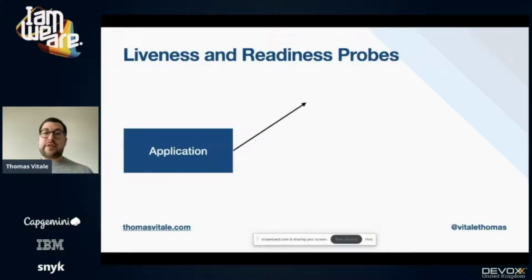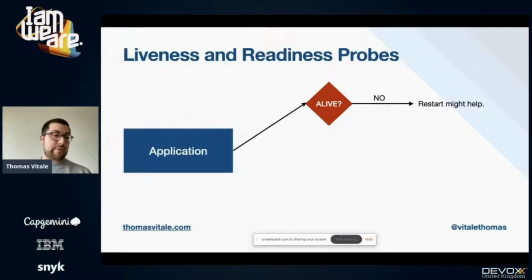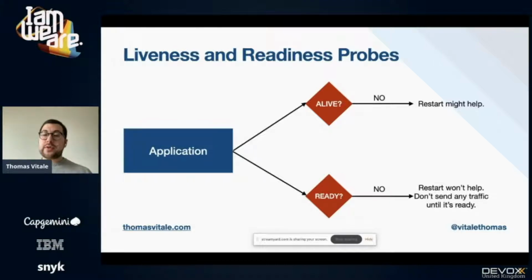The first state is the liveness state. When an application is not alive, Kubernetes will restart the pod. It means that it entered the faulty state. It won't be able to recover from it by itself. So it's restarted because there's no way that the application will fix itself without any external intervention. The other state is the readiness state. If the application is not ready, then the restart won't help. So Kubernetes will stop sending traffic to the specific instance which is not ready until it's ready.